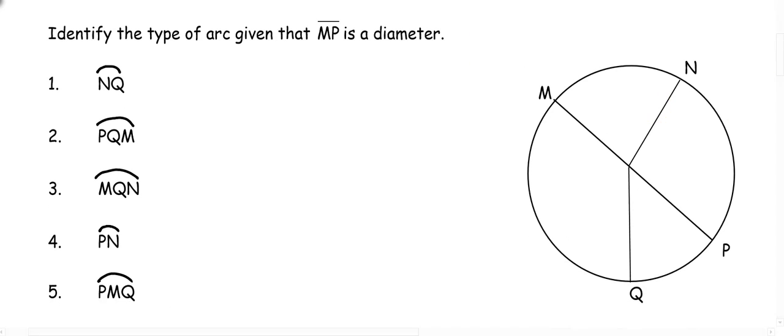So let's identify the type of arc given that MP is a diameter. The first one is NQ. Well, NQ only has 2 letters, so it has to be a minor arc. The next one, PQM. When you have 3 letters, you need to follow those letters around the circle as they're listed. So P to Q to M. Well, P and M is a diameter, so this has to be a semicircle.